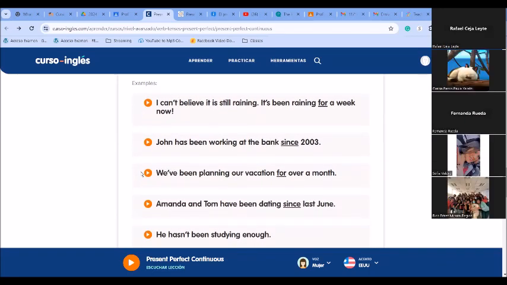Examples. I can't believe it is still raining. It's been raining for a week now.